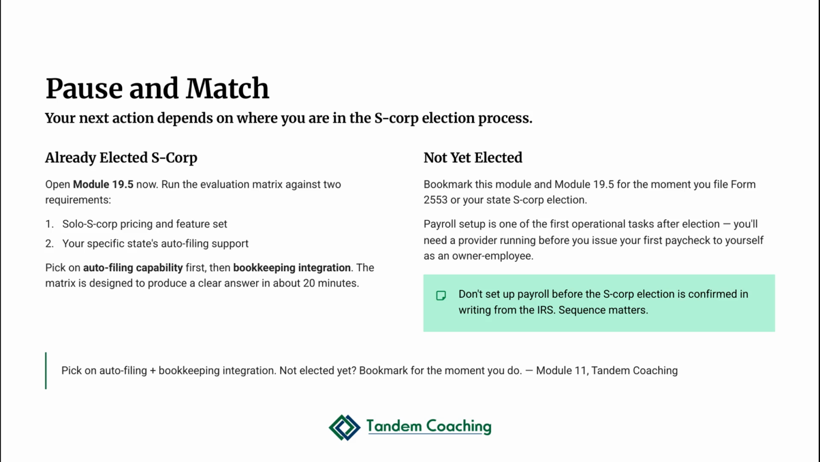If you haven't elected yet, bookmark this unit for the day you file Form 2553. The payroll service decision is the immediate next operational step after the election, and waiting until after the election to think about it stalls the first payroll cycle.